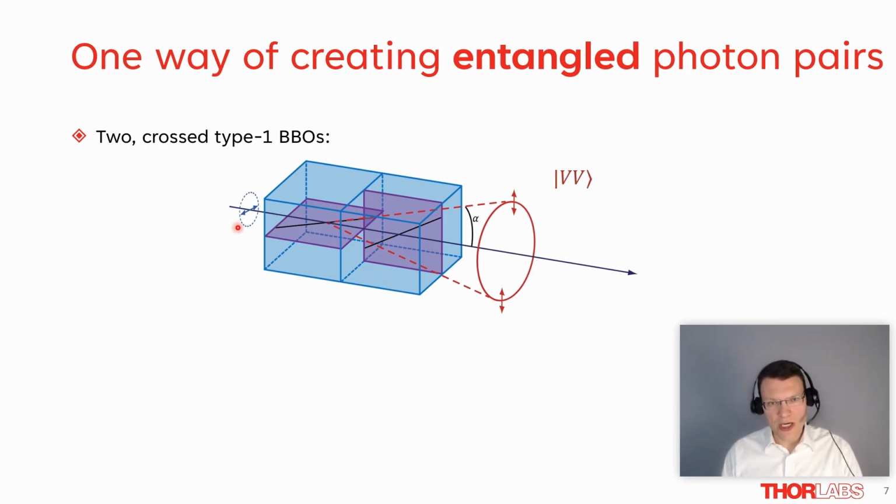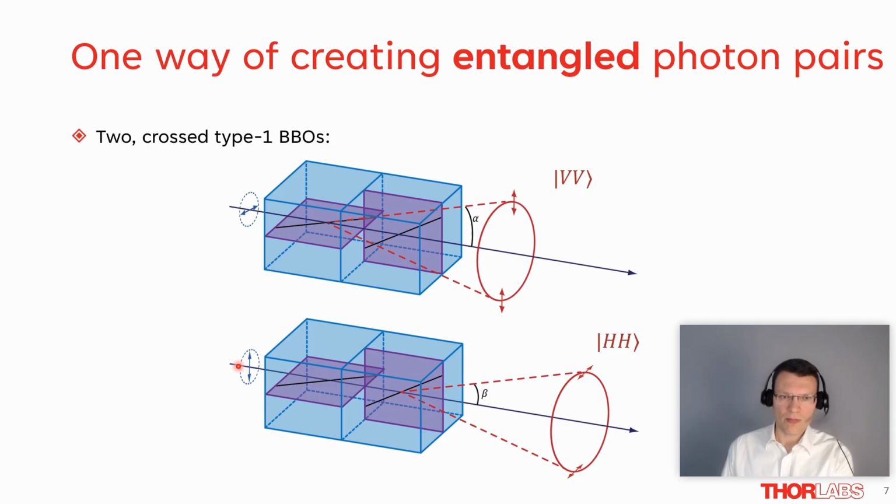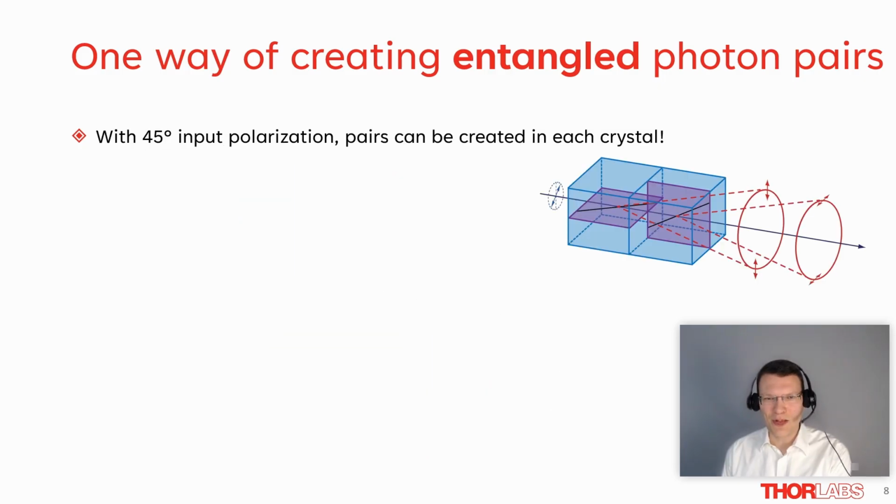Next up, we're rotating our pump polarization. So we now have vertical pump. The first crystal doesn't do anything, but we're generating photon pairs in the second crystal. So these are then polarized in HH. Okay, now you may already see where this is going.